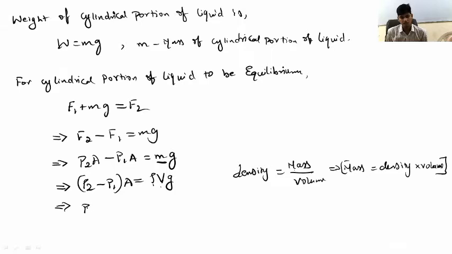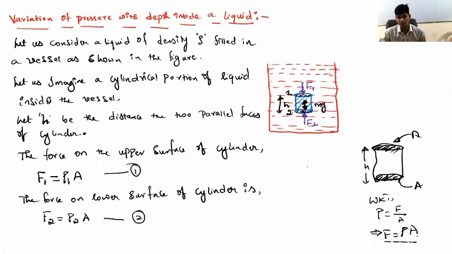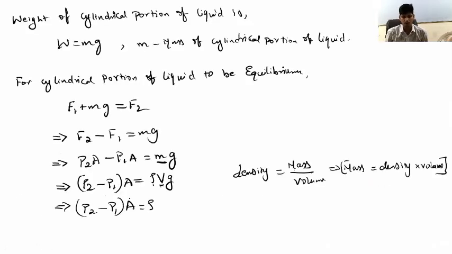This implies P2 minus P1 into A is equal to density into volume of the cylindrical portion. The volume of the cylinder, let me magnify and show here. The volume of the cylinder is area into height. What is the volume of a cylinder? Volume of a cylinder is area into its height. So volume is area into height, A into h into g. So A and A get cancelled out. Here you can write, since V is equal to A into h.